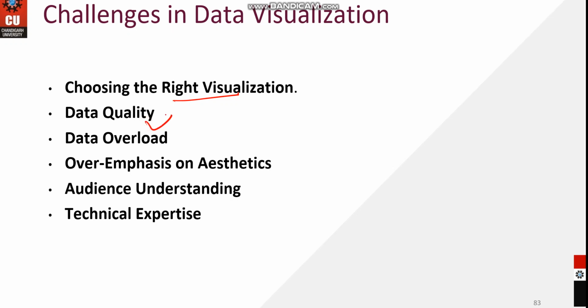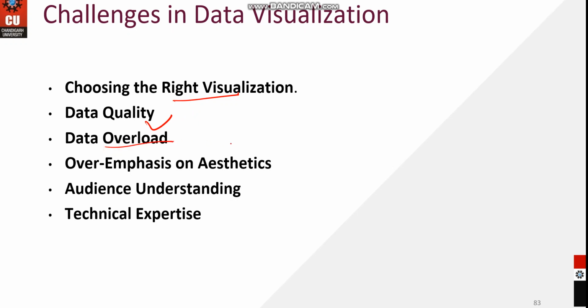Then data quality is another challenge which requires high quality data. Inaccurate, incomplete or inconsistent data may lead to misleading or incorrect visualizations. When displaying the data, it is crucial to make sure it is accurate, consistent and comprehensive.